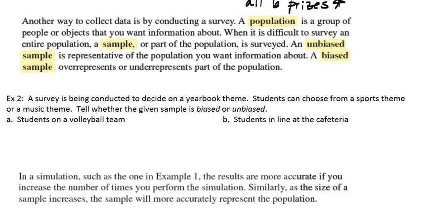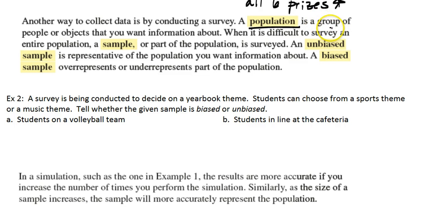Another way to collect data is by conducting a survey. So we just did what was called a simulation. A survey is when you actually go out and ask people what they want. There's a bunch of vocab words. I just copied this down, so you might want to underline the ones that you're going to need to know. A population is a group of people or objects that you want information about.